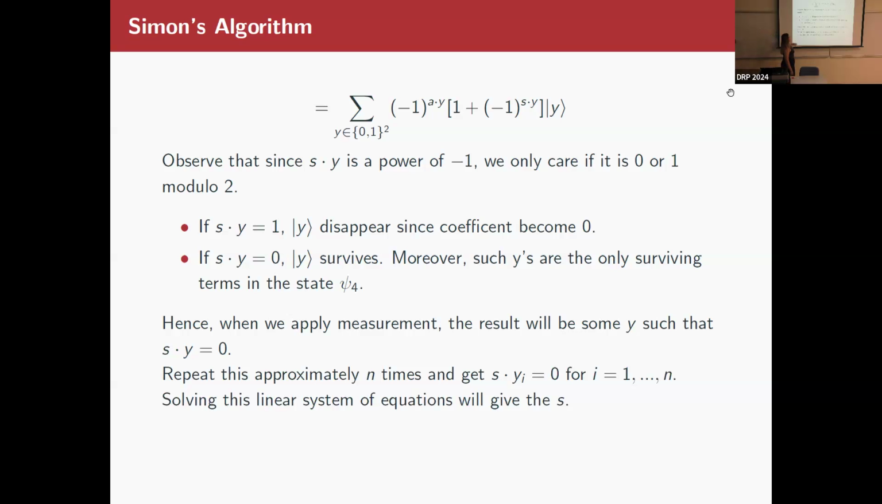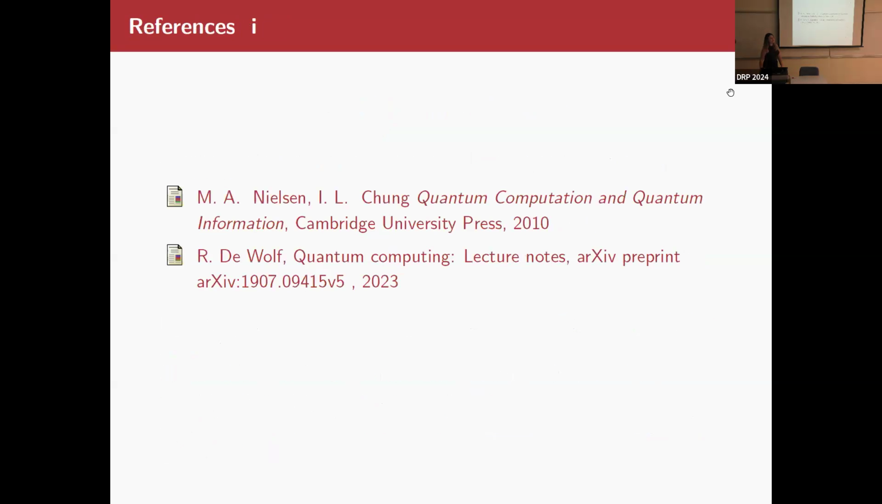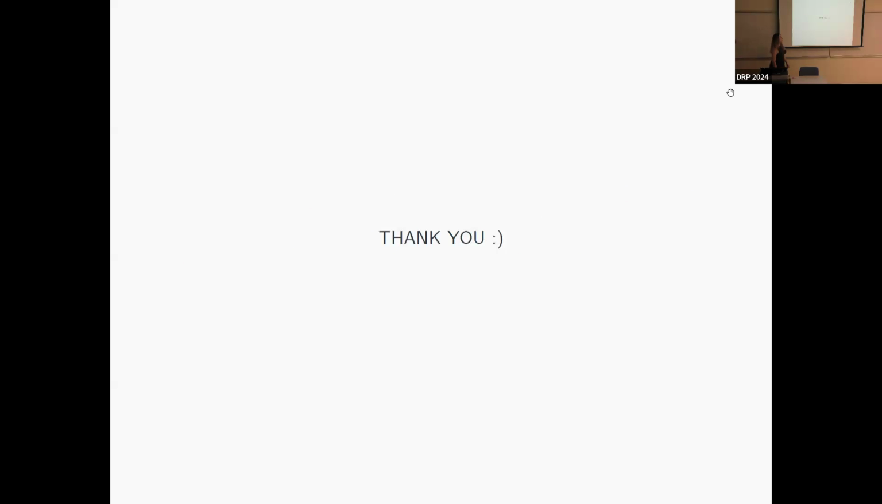Repeat this approximately n times, and we get s·y_i equal to 0 for i from 1 to n. Solving this linear system of equations will give s. So f is computed n times, and while the classical algorithm has exponential complexity, we get linear time. So our problem is done. These are my references, and this is the end of my presentation. Thank you for listening.